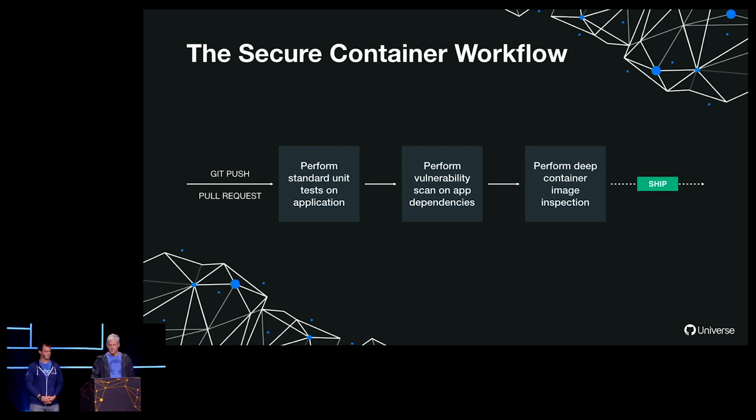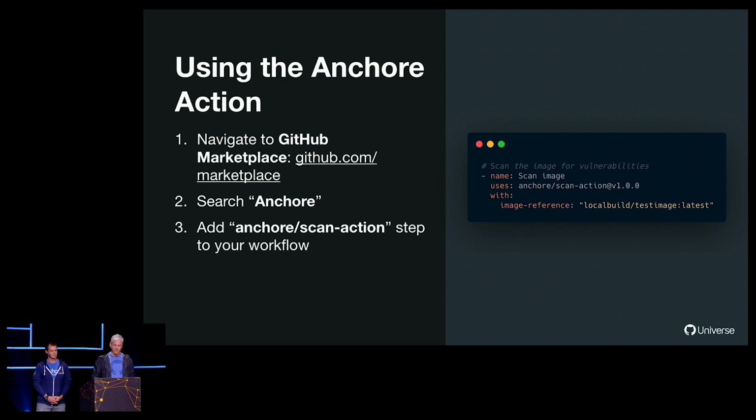And just to recap how to grab this, it's a simple 3-step process. Navigate to GitHub Marketplace, that's github.com/marketplace. Use a search there for Anchore, and you want to add the Anchore scan action step to your workflow. Like we showed you, it's just a matter of copying the YAML snippet and adding it as a step to your workflow.